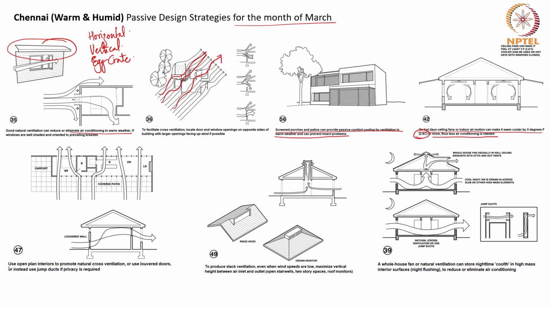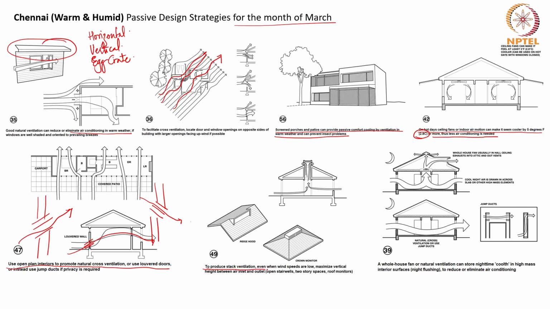Then, open fan interiors can promote natural cross ventilation, or you can even use louvered windows which can direct the breeze as per your requirement. So, having louvers at inlet like this will direct the breeze downwards, and having the louvers in this direction will direct the breeze upward in the inlet.